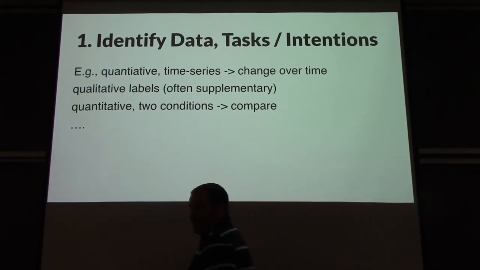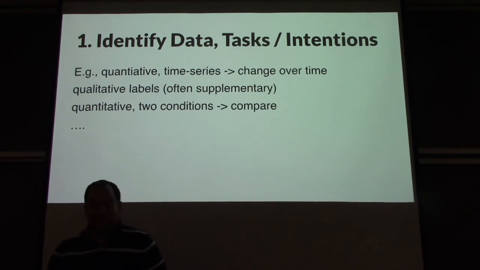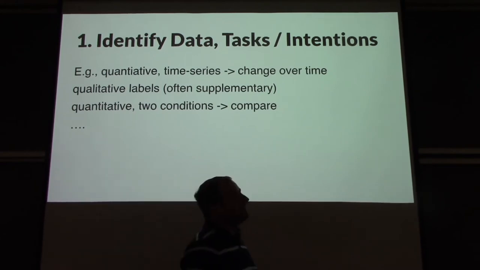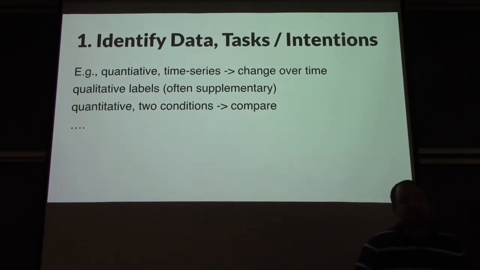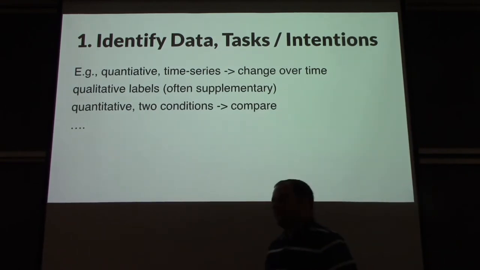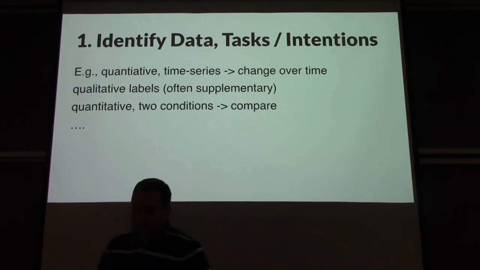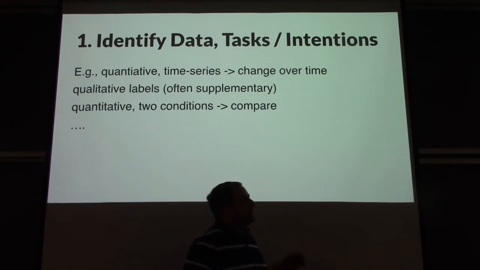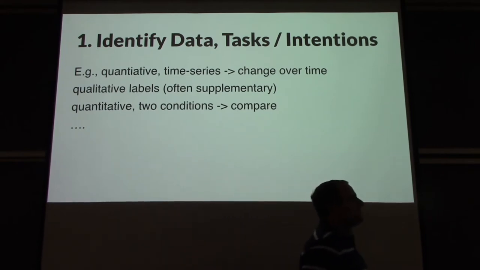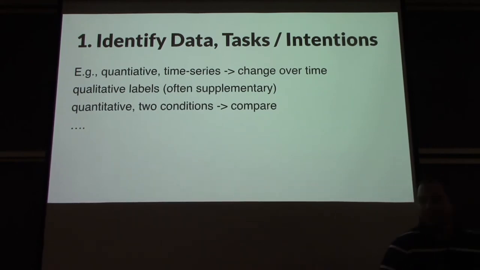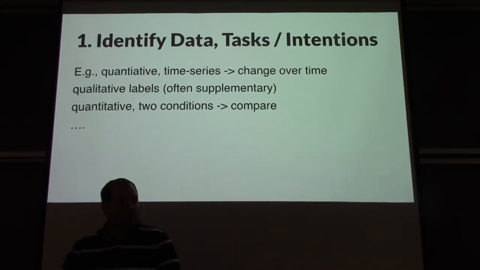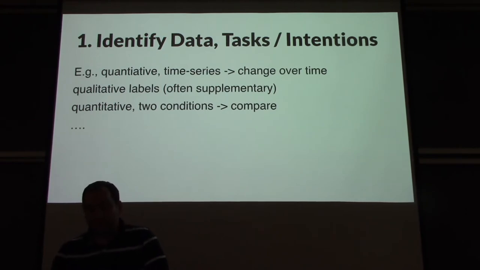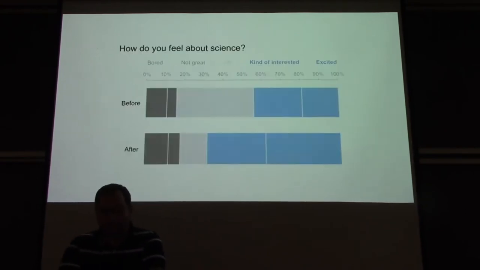Another example would be if I have quantitative data and two different conditions. If I have that, very often I want to make a comparison. So a before and after, or a US versus Canada, or something like that. And so thinking about what is the data, what types of data are there exactly? There's quite often multiple types of data at the same time in a chart. And what are the likely intentions of the designer? What are the tasks that you can fulfill with them as the first step to analyzing a visualization?